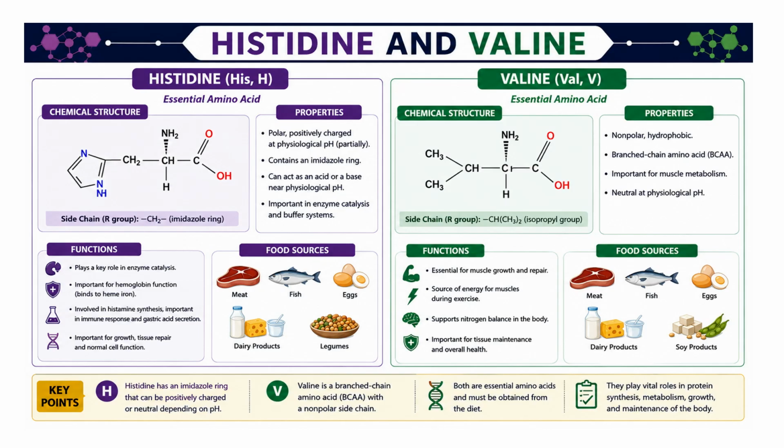BCAAs can also be oxidized in skeletal muscle and contribute to energy metabolism, particularly during prolonged exercise. Both amino acids are important for protein synthesis, growth, metabolism, and normal tissue function. In structural diagrams, amino acids may be shown in their conventional uncharged form, NH2 and COOH, for clarity, although at physiological pH, they predominantly exist as zwitterions, NH3+ and COO-.